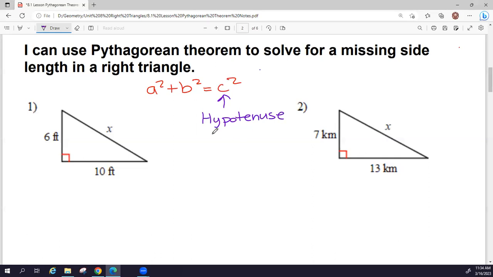The hypotenuse is always across from the 90-degree angle. The hypotenuse is always the longest side. So we call it the hypotenuse. It's across from the 90-degree angle, and it's always the longest side in the triangle.